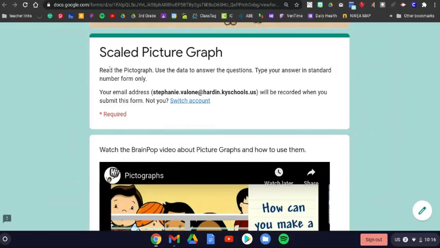Because of the directions on this activity, the directions are always up here. It says read the pictograph, use the data to answer the questions, type your answer in standard number form only, because that's one of the problems. Some of you were typing all sorts of things in your answer and it was marking it wrong because you didn't follow the directions. Standard number form is just the number. So if the answer to the question is 2, you just type the 2. You don't have to do units. You don't have to use the word. Standard number form will get you the correct answer.